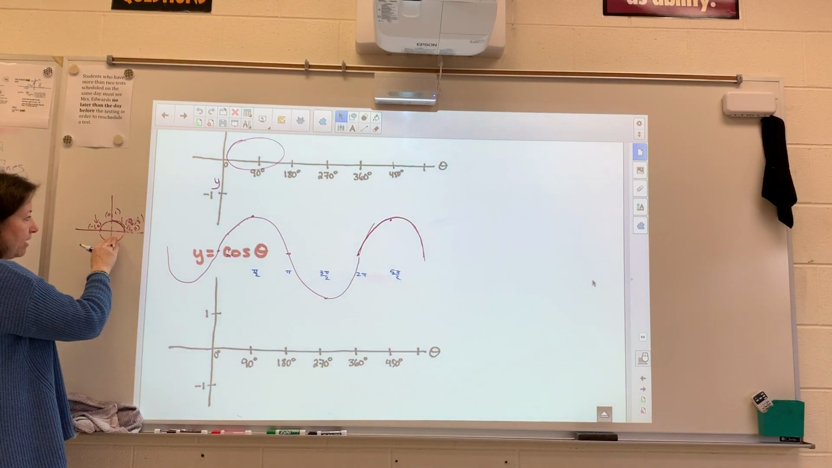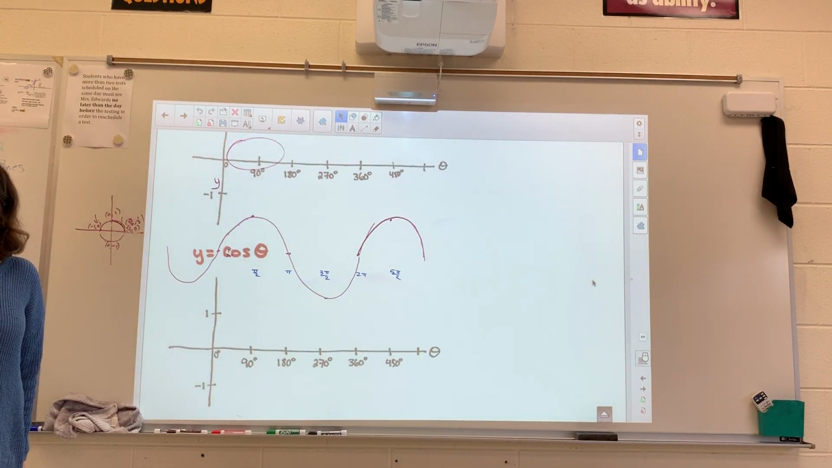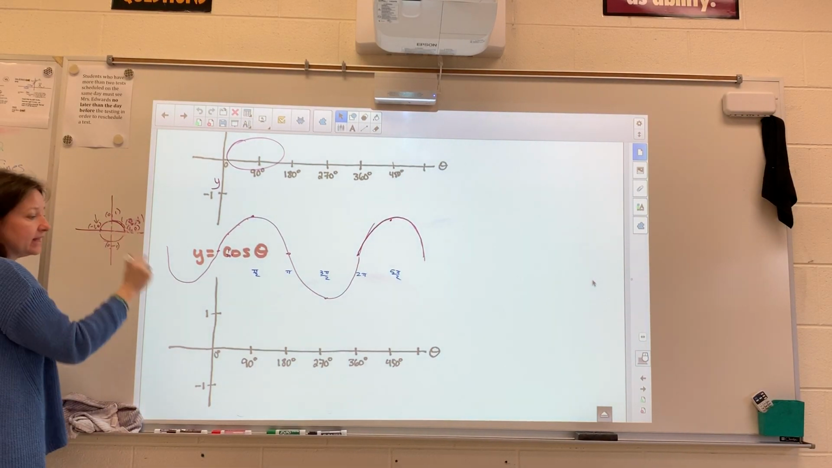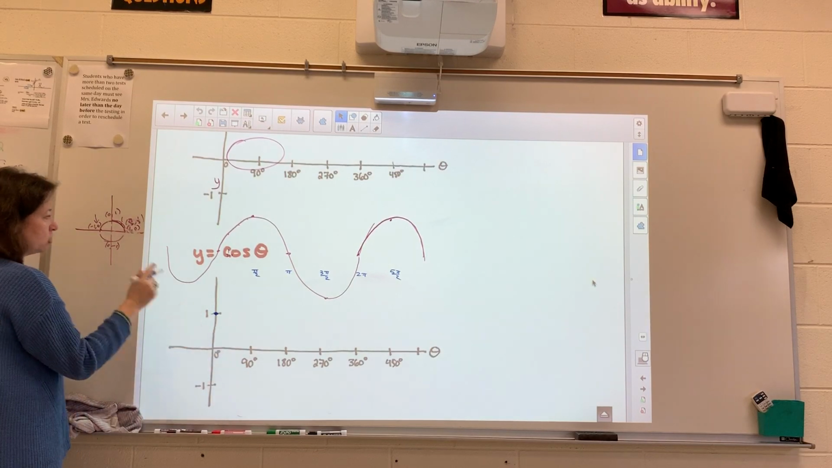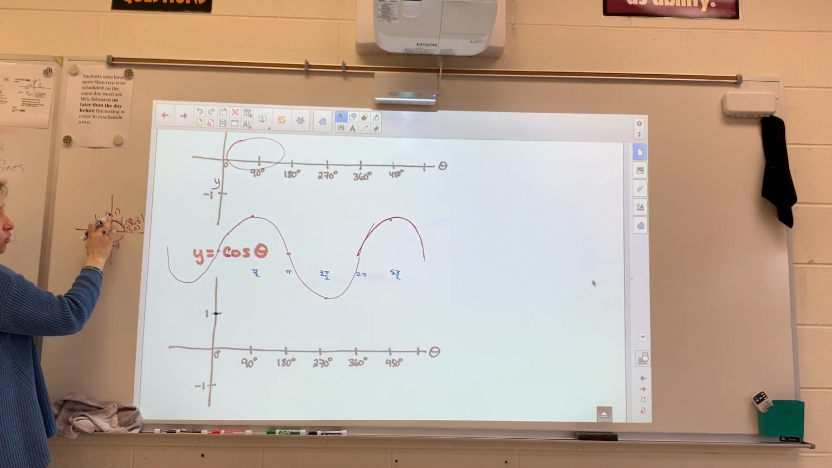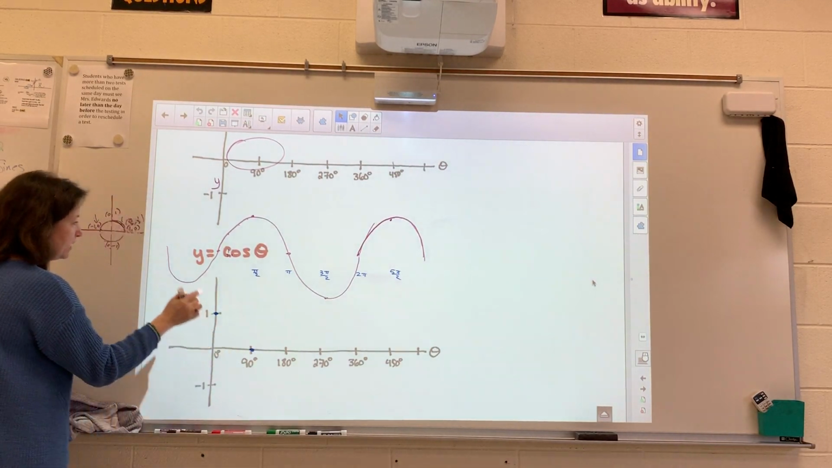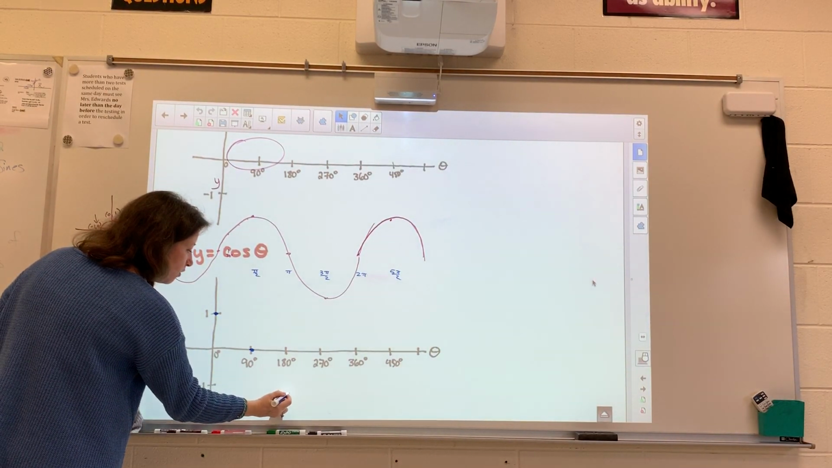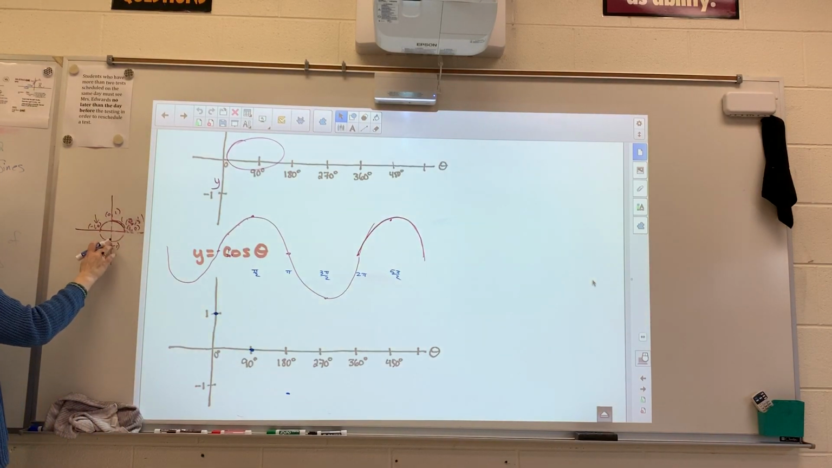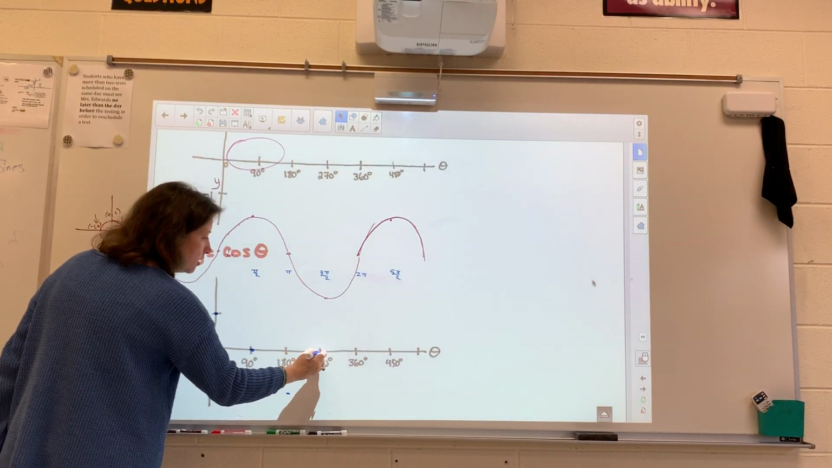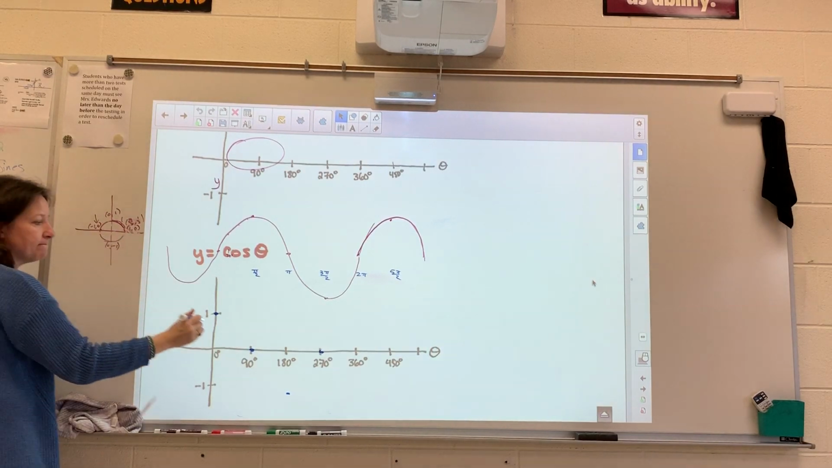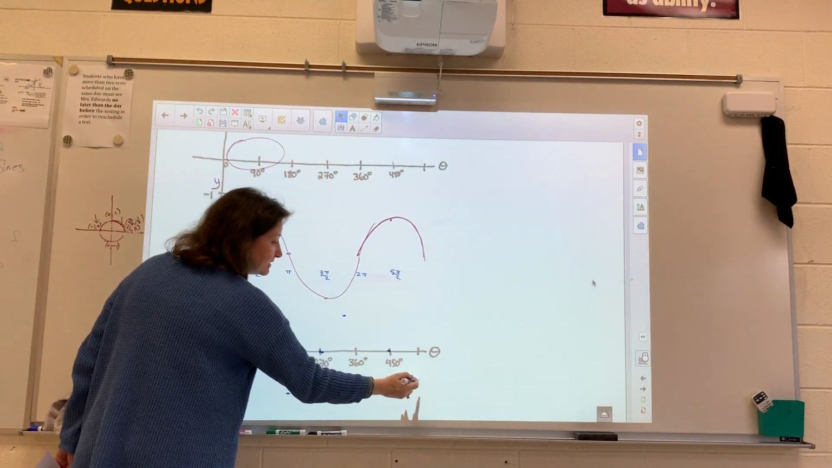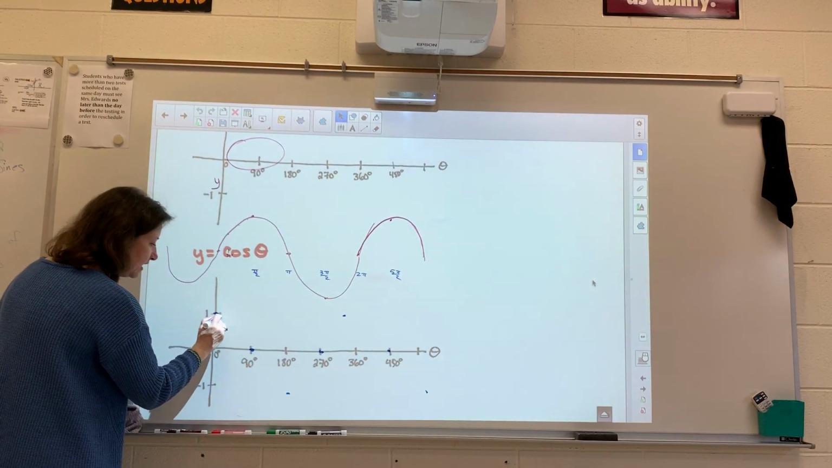As we move around, cosine is which coordinate? Cosine is the x value. So what is cosine of 0 degrees? It is 1. What is cosine of 90 degrees? The x coordinate is 0. What is cosine of 180 degrees? The x value is -1. What is cosine of 270? The x value is 0. What is cosine of 360? I'm back to 1. And then I start repeating myself. So I end up with a curve that looks like so.